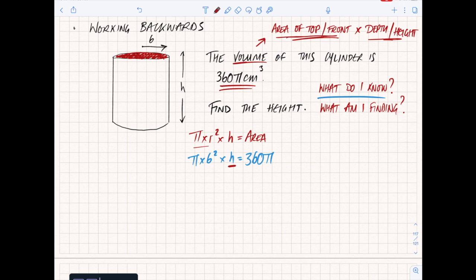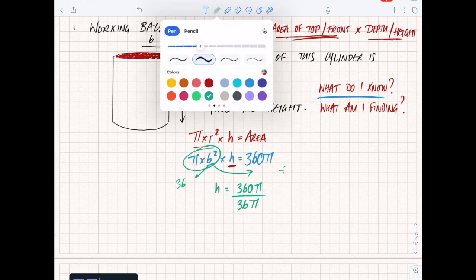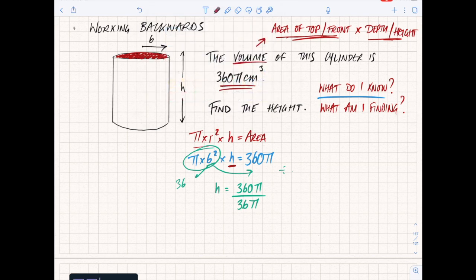So because you're finding that bit, what you then need to do is basically get it on its own. So it's about rearranging. This is why algebra is so important in maths. I take that now and move it over the other side because I need to isolate the h. And because I'm taking that over, it now becomes a divide. So what I'm saying is the height is equal to 360 pi divided by, well, 6 squared is 36, so then 36 pi. This is really important as well, that you understand things in terms of pi, because it could come up in a paper 1.